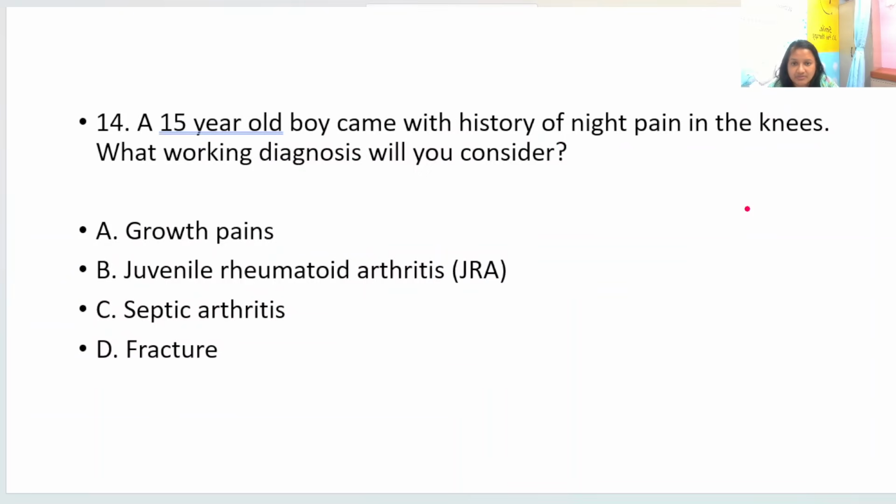A 15-year-old boy came with history of night pain in the knees. What working diagnosis will you consider? So remember, now here you read it properly. 15-year-old and the pain is in the knees. Okay. So night pain, yes, you can consider growth pains, but the age and the fact that it is affecting the knees, that's not fitting into growth pains. Septic arthritis, now this is bilateral, symmetrical. Septic arthritis, just a typical history of night pain, it's very unlikely without any other clue in the question. Fracture, again, no. Juvenile rheumatoid arthritis, this can present with pain in both the knees. So we have to consider this as the diagnosis.